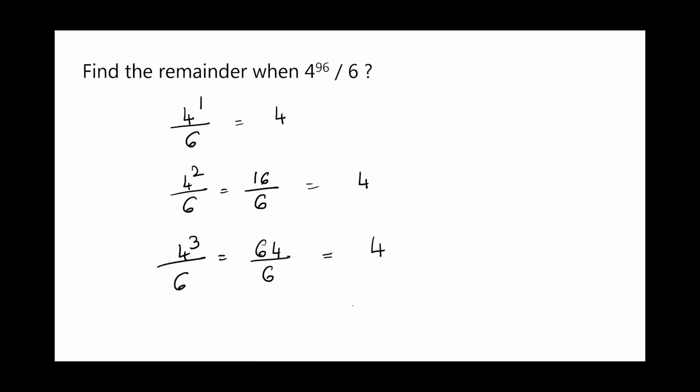Now that cannot be coincidence, right? So can I conclude that 4 raised to 96 divided by 6 will give me the remainder as 4? Let's just take one more power, 4 raised to 4, which is 256. If I divide 256 by 6, again I get the remainder 4. So even if I don't have the options, this method just gives me a very easy answer based on pattern.